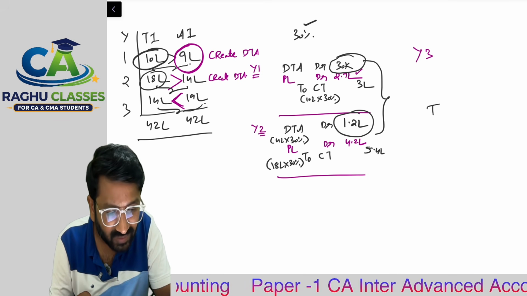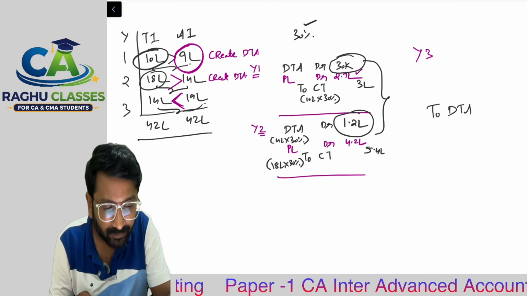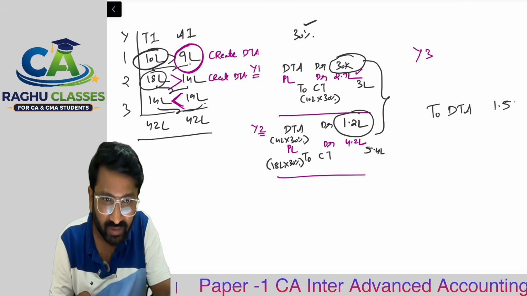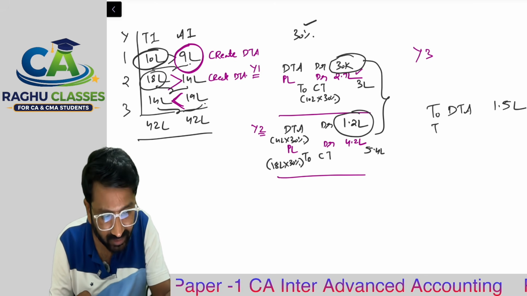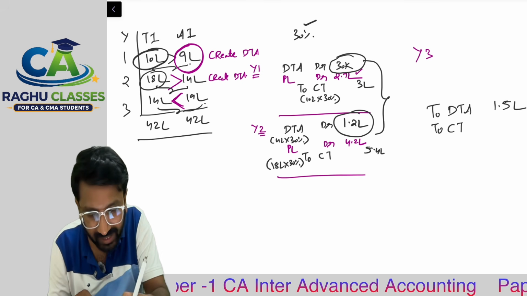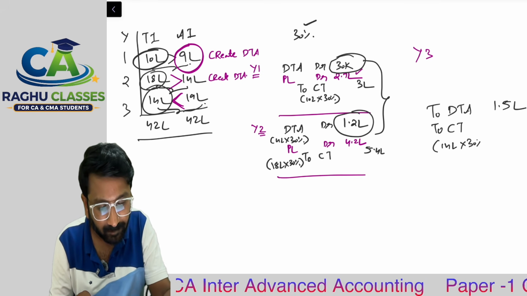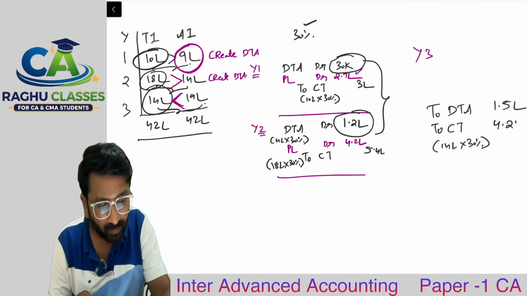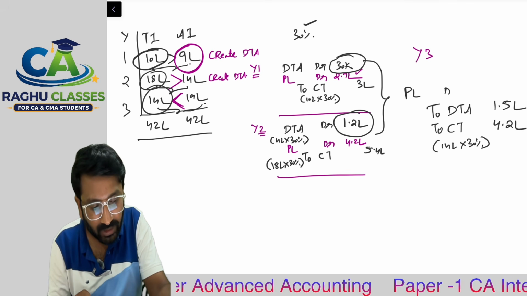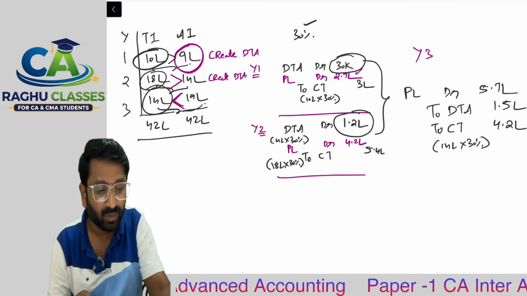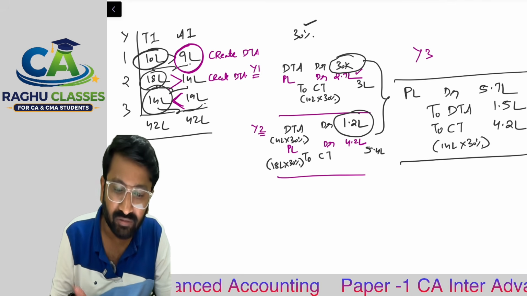Whenever you reverse the asset, the account needs to be credited. So I'll credit DTA with 1.5 lakh. Current tax is always credited. So I'll calculate this on taxable income, 14 lakhs into 30%, which is 4.2, which means my P&L will be debited with 5.7 lakh. This is how you do accounting for deferred taxes.